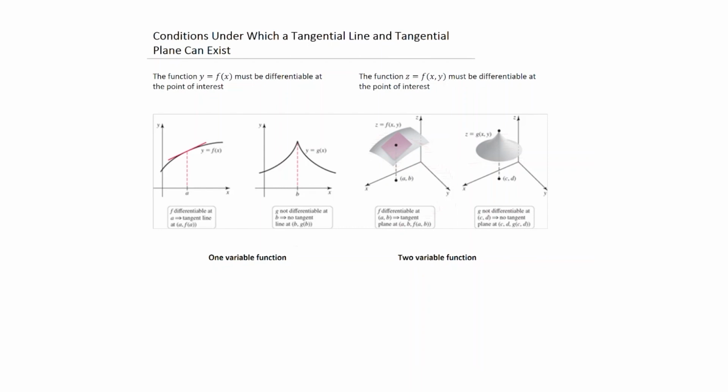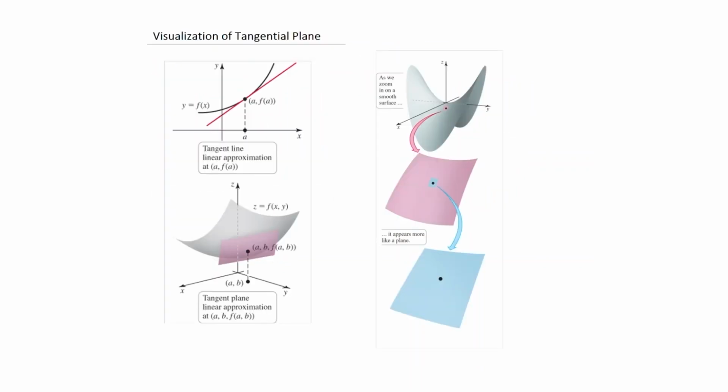Okay, so next would be visualization of the tangential plane. So on the left here, basically, this is a 1D, a one variable case. So this is going to be just a linear approximation about this operating point. So even if I were to take this curve and just investigate how it changes in the limit, in this area would be basically a straight line. And this red line is in fact the tangential line to the point at A, f of A.